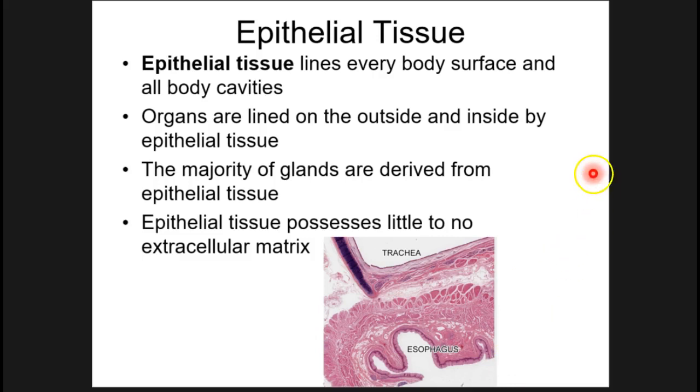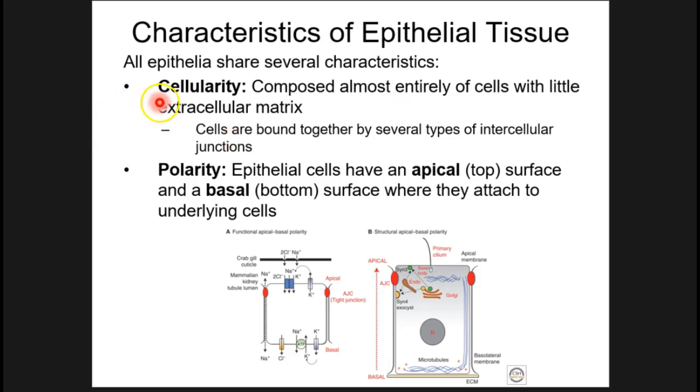Characteristics like cellularity. It's always cells. There's nothing outside of the cells. This is going to contrast it to something like connective tissue, where you have cells and a whole bunch of stuff in the spaces between the cells. We're going to call that space between the cells and the stuff in it the extracellular matrix. Epithelial tissues will not have extracellular matrix. It's all going to be cells for the entirety of that epithelial tissue.